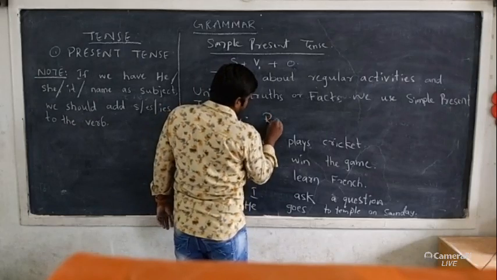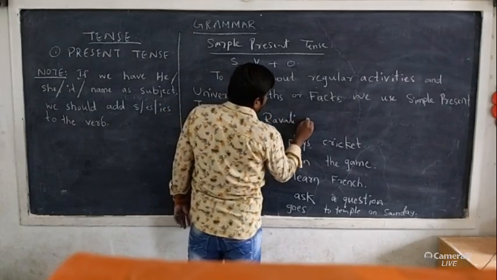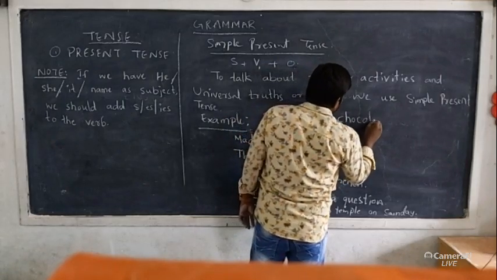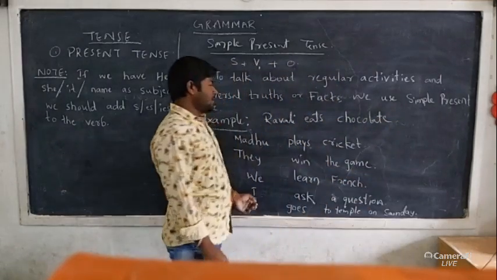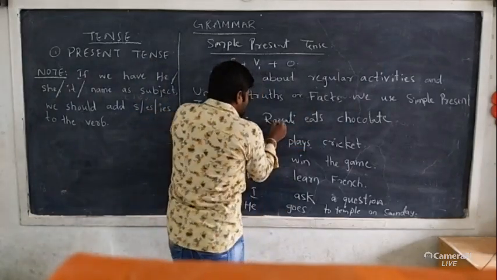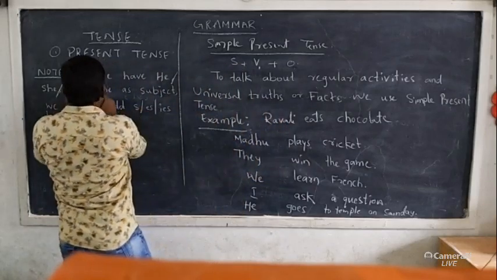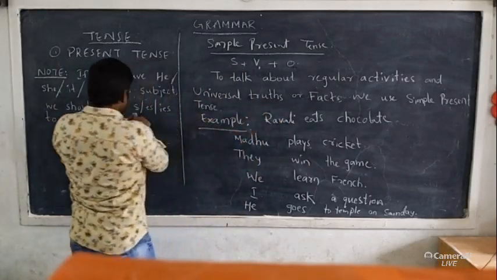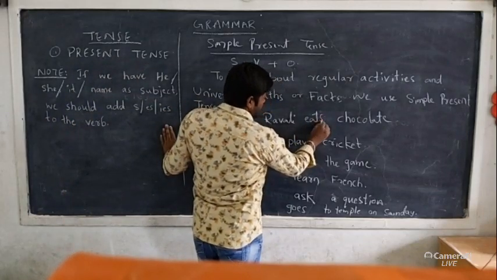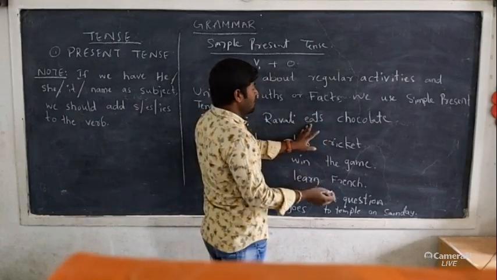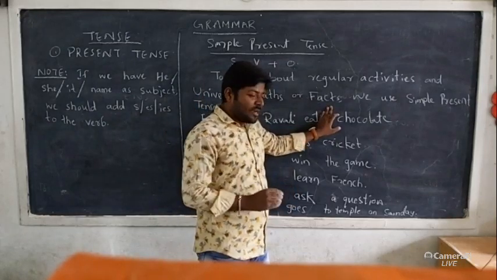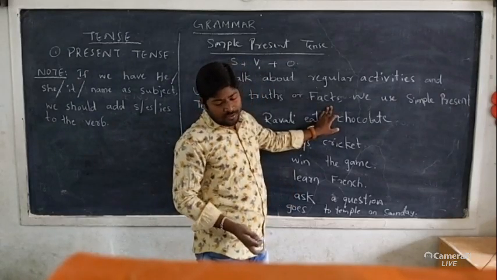Ashwini mentioned this sentence in the comment box. Ravali eats. So here Ravali is a name. That is why we should mention s or es. Actually, eat is the verb, then we mention s. So it is a complete sentence. If I do not write s, then it will be a wrong sentence.